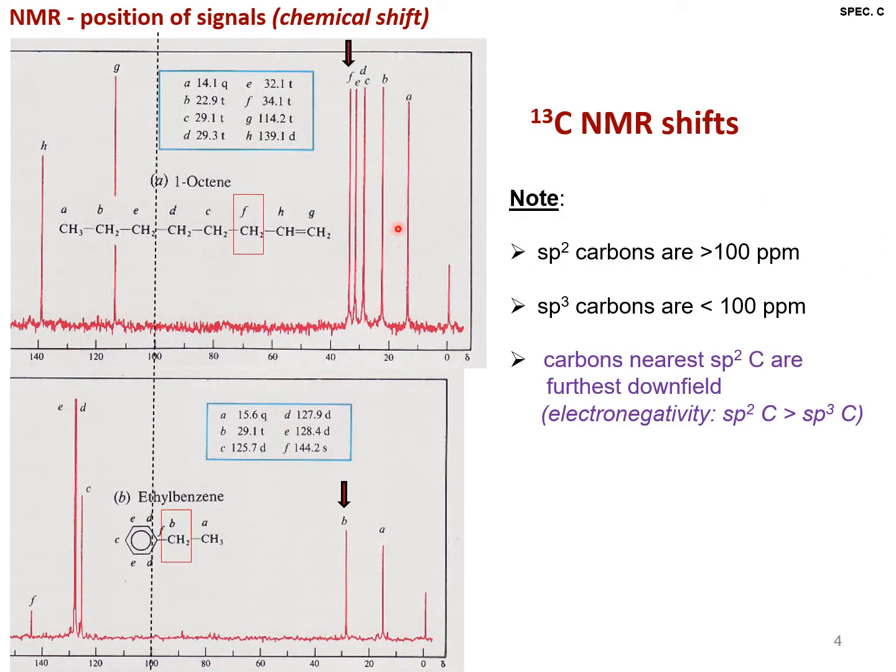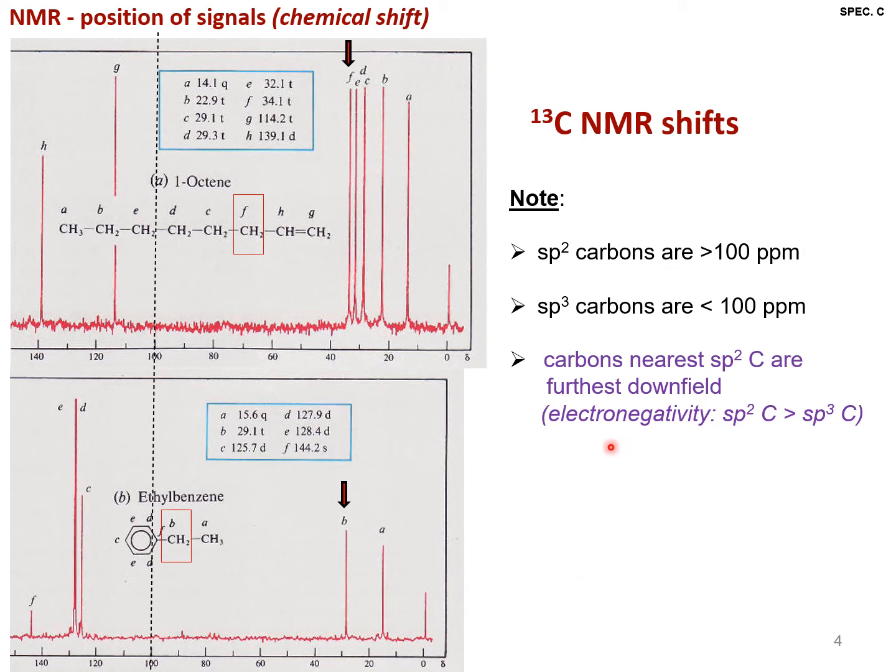These carbon spectra of molecules that contain both sp2 and sp3 hybridized carbons illustrate nicely the fact that sp2 hybridized carbons generally appear greater than 100 parts per million. As you can see, we have 1-octene. These 2 alkene carbons are greater than 100 parts per million, and we have ethylbenzene, where the benzene carbons appear greater than 100 parts per million, and notice that all of the sp3 hybridized carbons in both of these molecules appear much less than 100 parts per million.